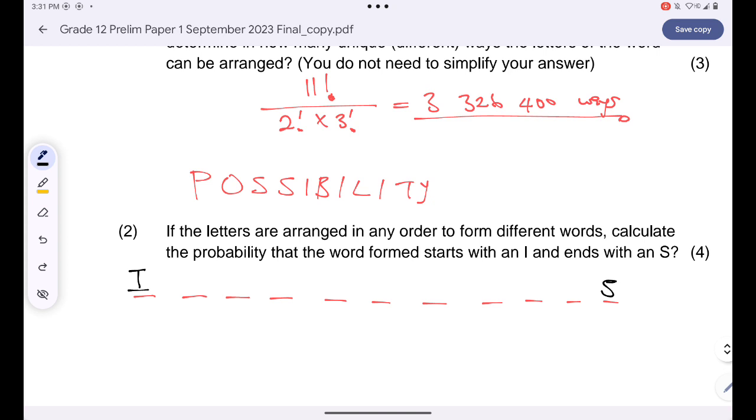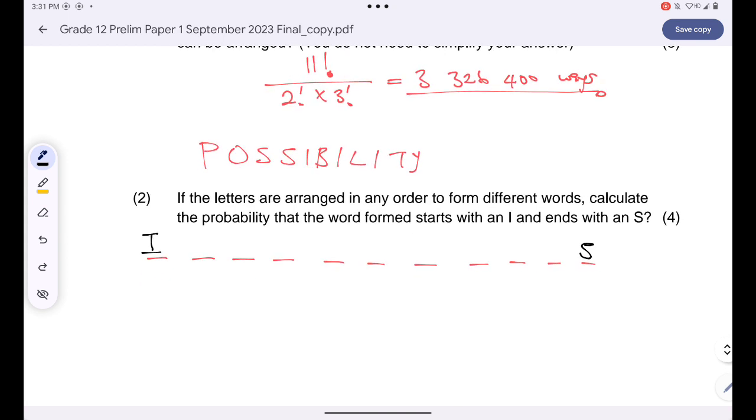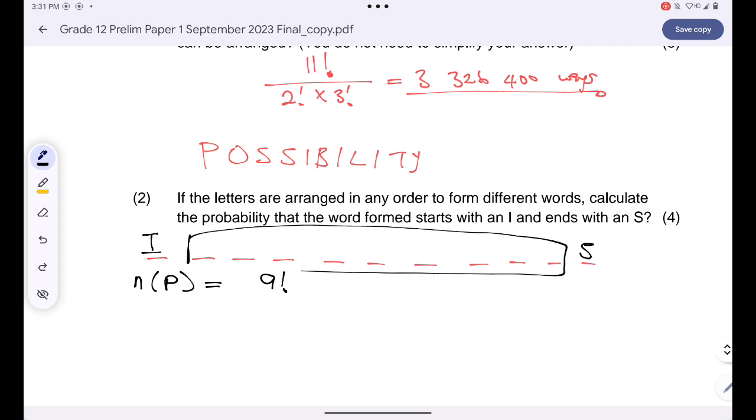Are you together, guys? So before we find the probability, the number of ways in which we can achieve this order, the number of possible outcomes, I'll call it n(P), is just 9 factorial, because the 9 letters are the ones that will occupy these available locations. Are you together? It's 9 factorial.